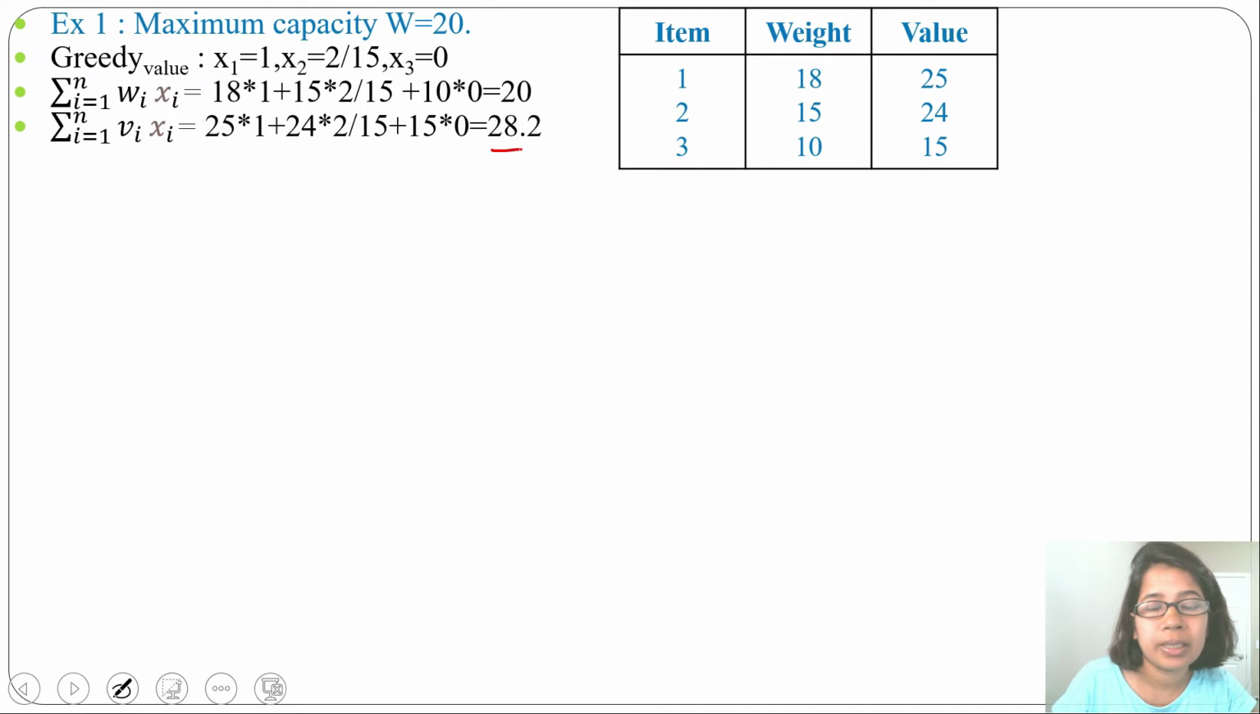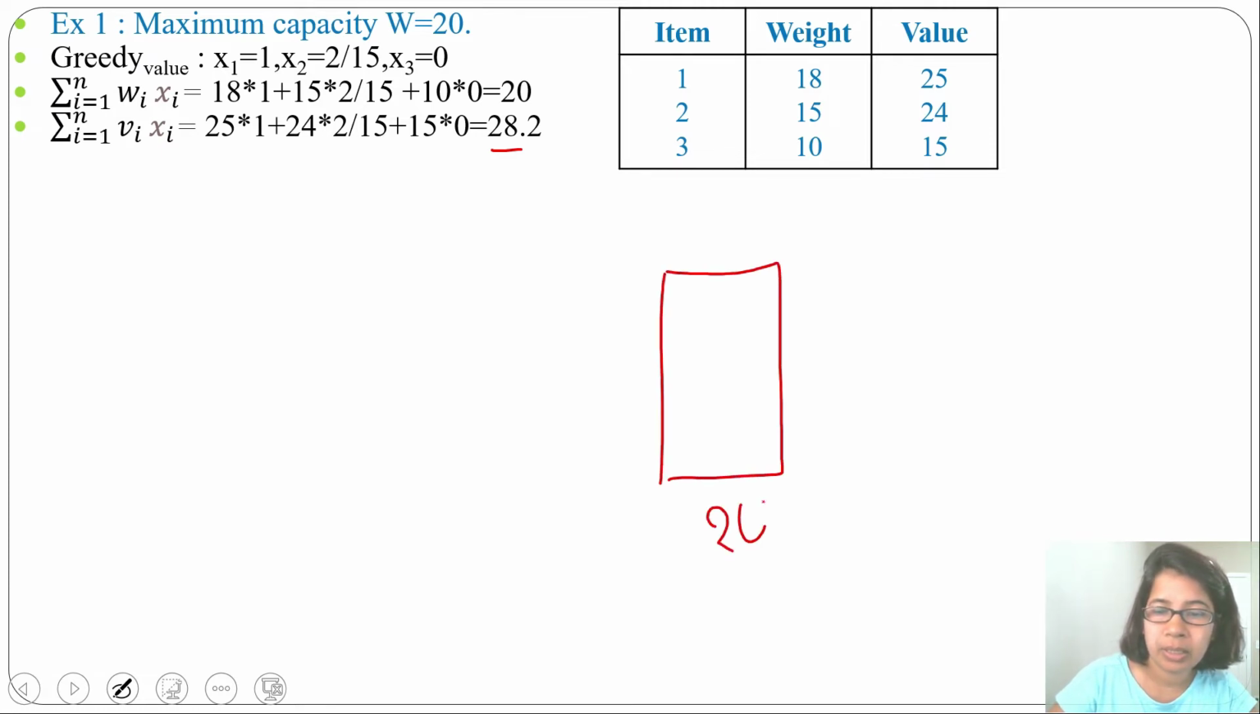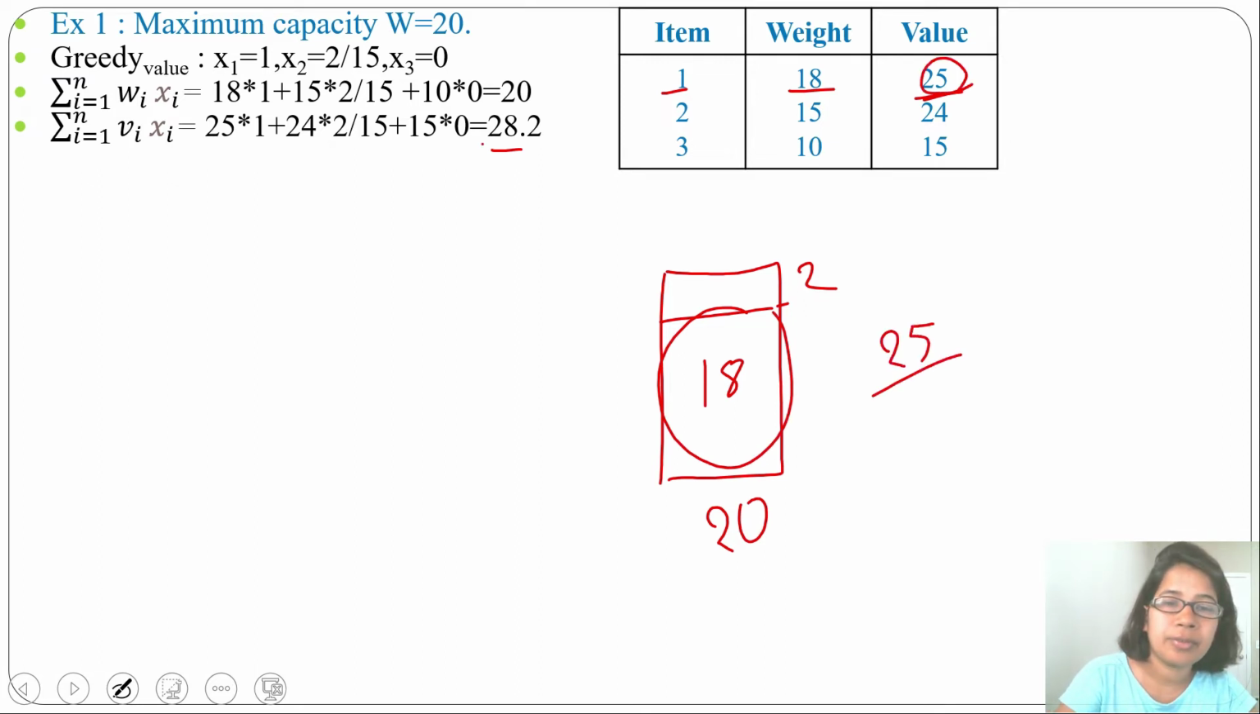Suppose we want to find greedy about value by using 0/1. Either we can choose the item or we can skip the item. So total capacity is 20 and greedy about value means we'll choose item 1. Item 1 weight is 18. So after 18, 2 pound space is left but no item can fit. So we'll choose only this and value is 25. By using fractional, we got 28.2.